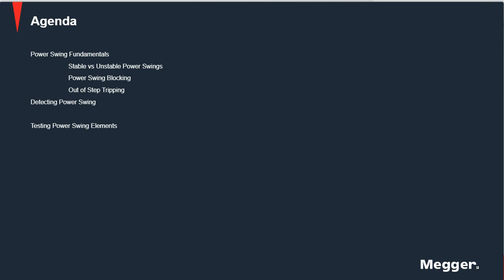Today, we are going to talk about power swing, the fundamentals of power swings in power systems. The difference between stable and unstable power swings, and what's power swing blocking and out-of-step tripping, how power swings are detected, and then the second part of the presentation we are going to devote to showing some methods of testing power swing elements in protective relays.